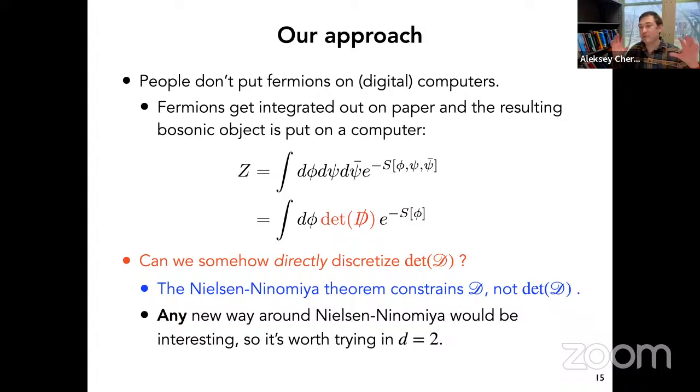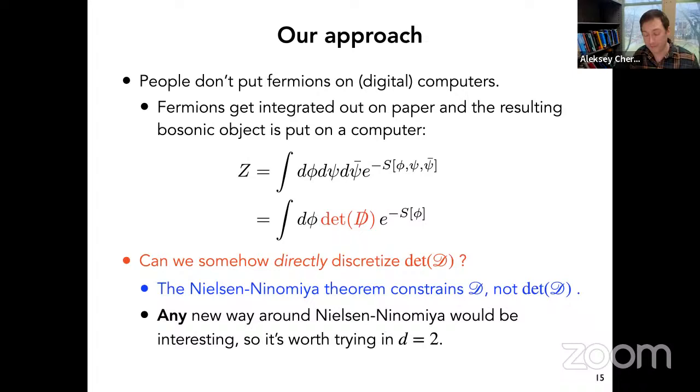The idea now is that any new way around the Nielsen-Lemaître theorem would be interesting. I basically told you the three ways that people have. There are not so many others. So any new way is interesting. And so why don't we try in two dimensions? That's like the first non-trivial case for quantum field theory.